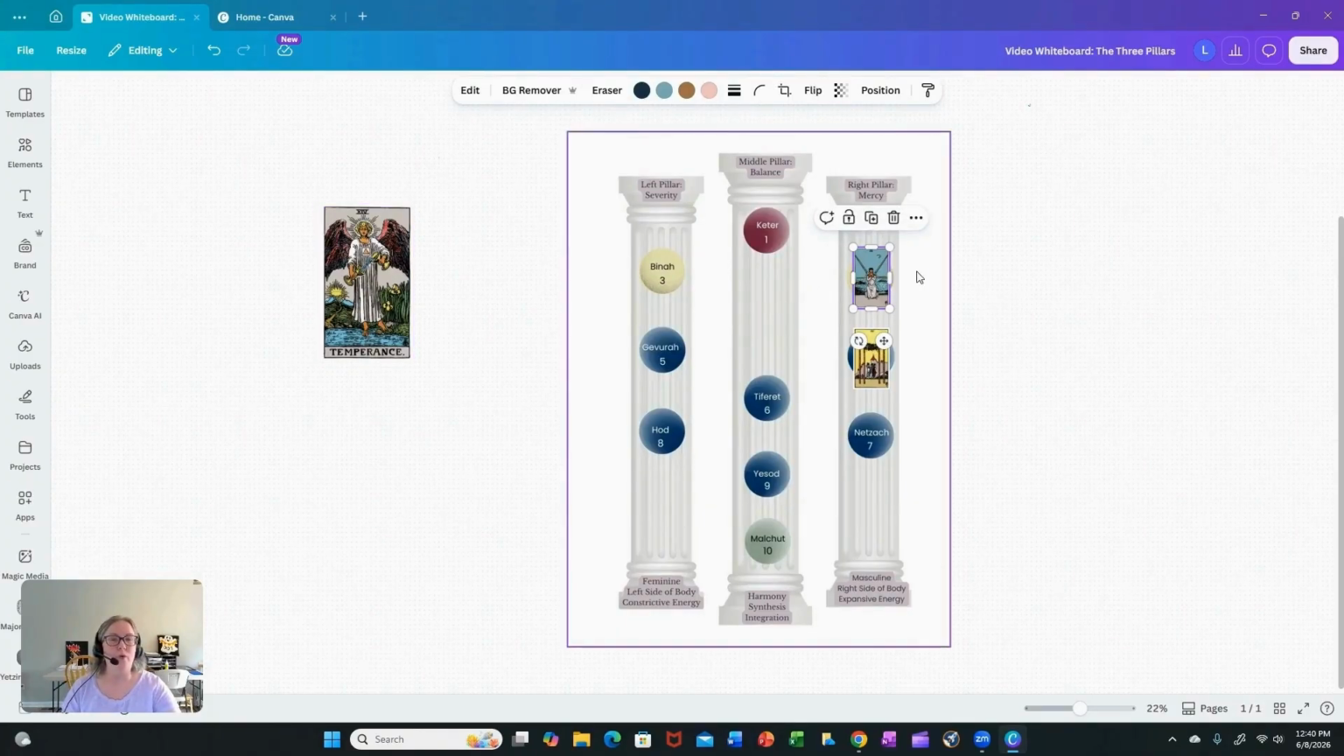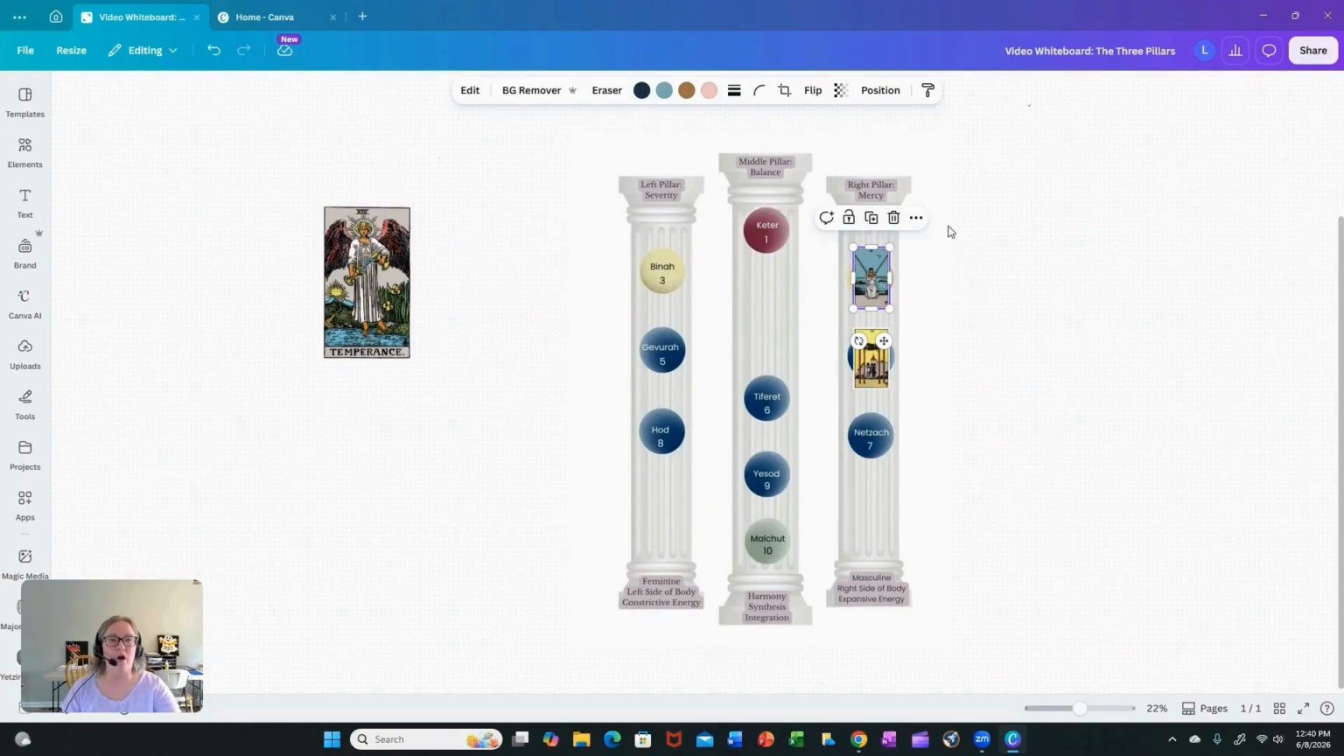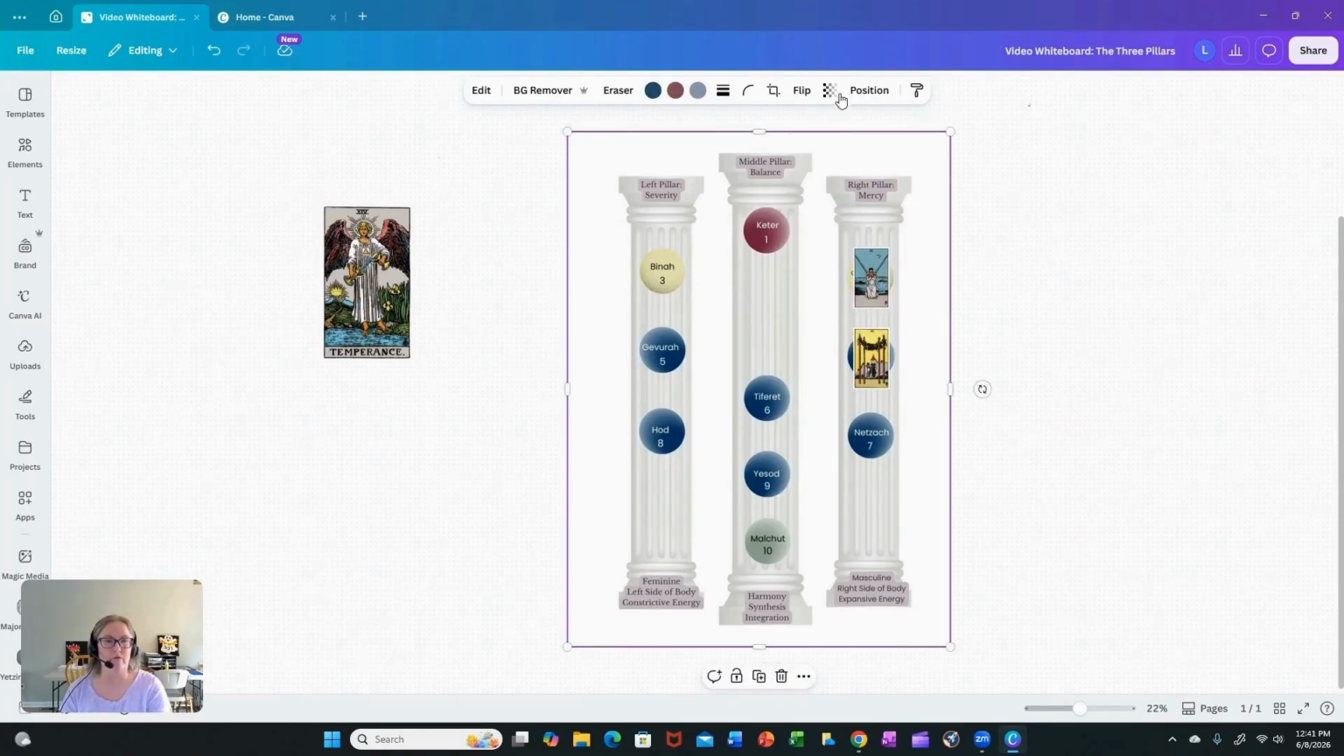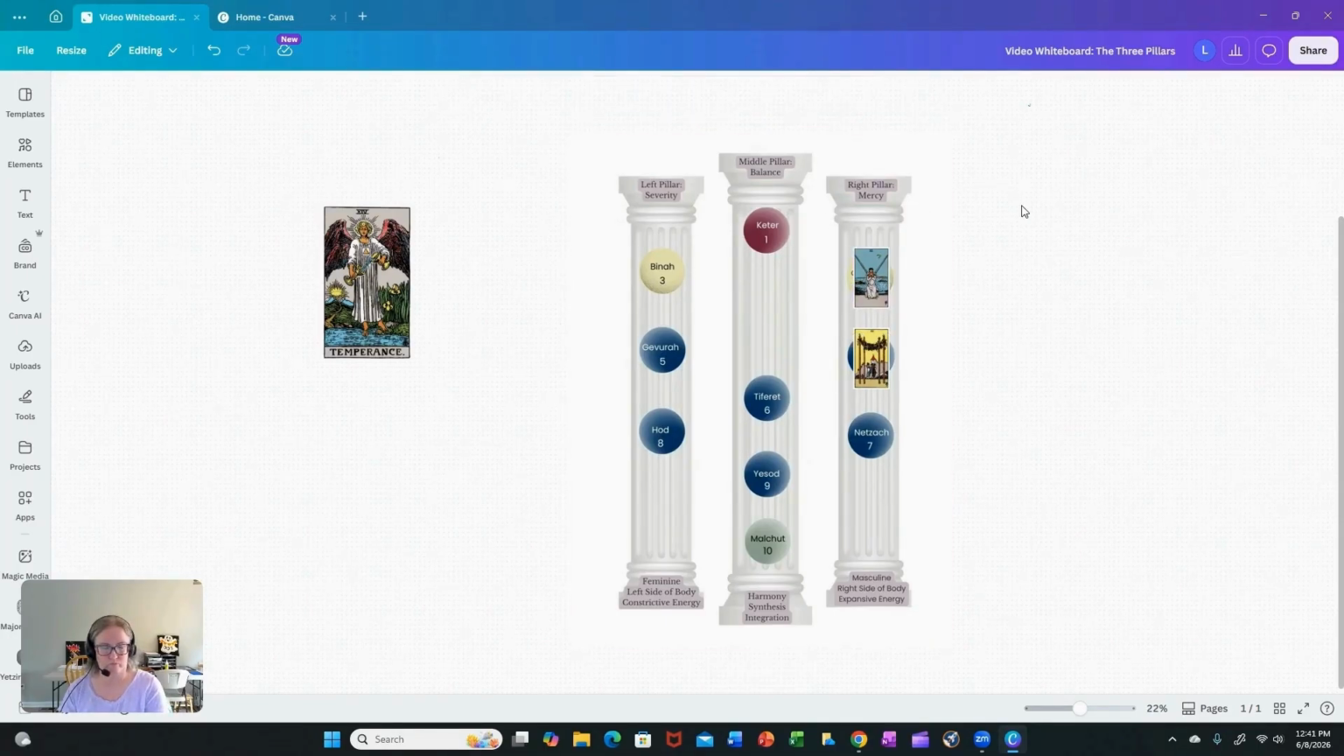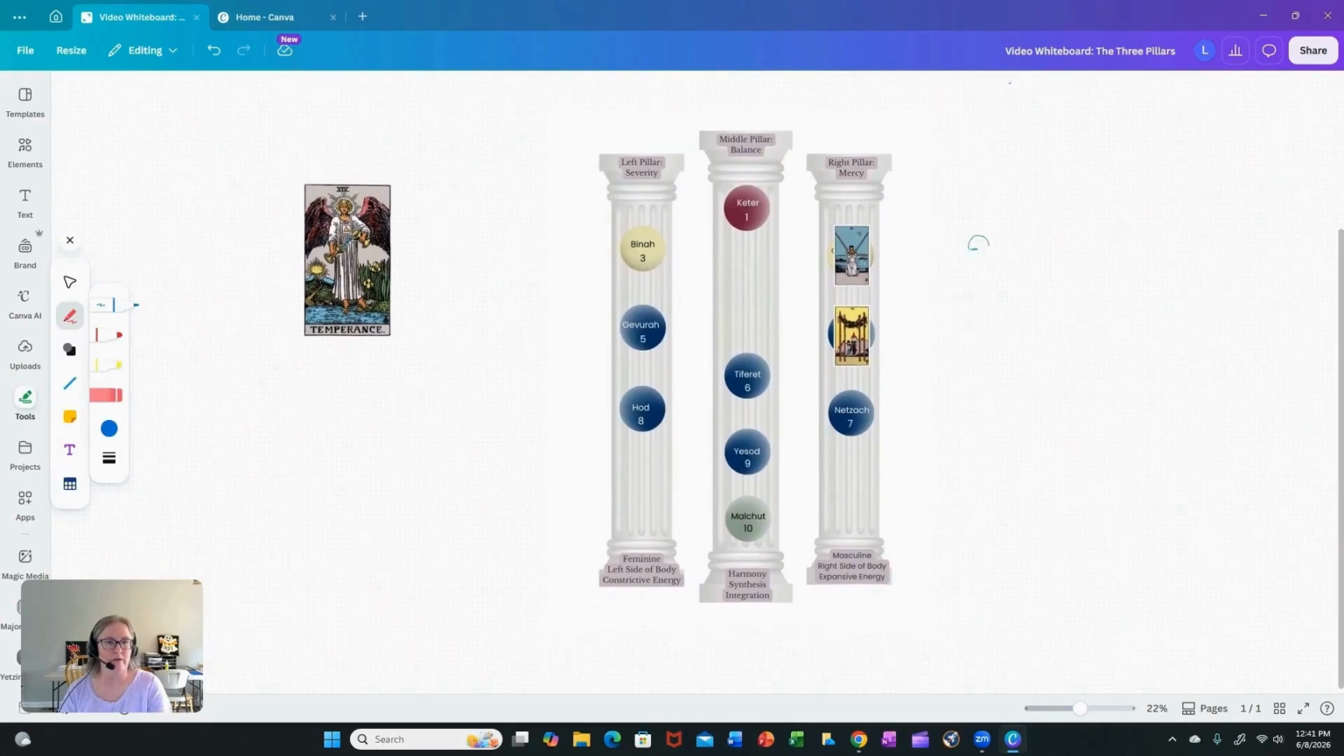So what you know is that 2 out of the 3 cards are on the right pillar. And again, this is the pillar of expansion. Flow. We'll just keep it at that. Now, each one of those spheres on that pillar has a different flavor of expansion and flow. We're not going to worry about that right now.